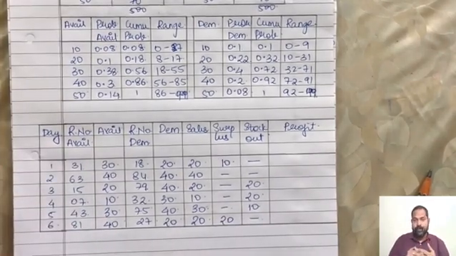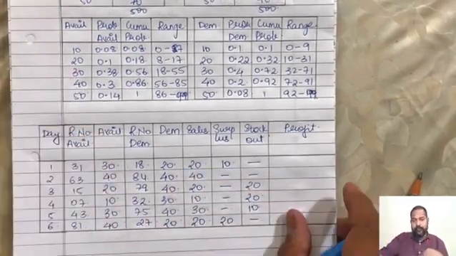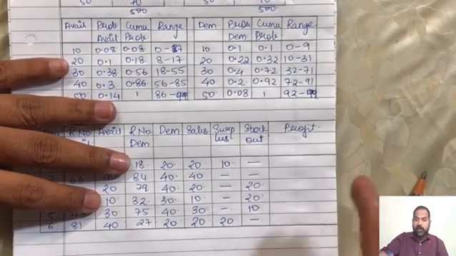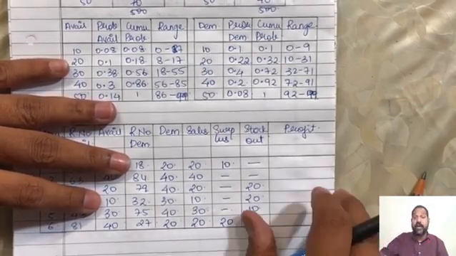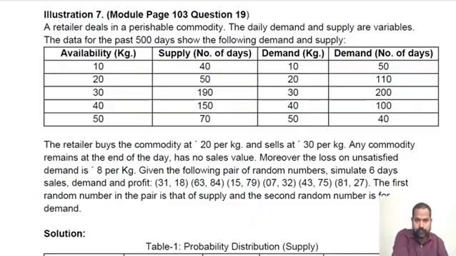Okay. Let's do the profit calculation. These 20 that I sold give me a profit of how much? I'm buying for 20 and selling for 30. Is that right? Isn't that what the question said? You are buying for 20 and selling for 30 and unsatisfied demand is 8 rupees, and if it is unsold or it is surplus, then it's a direct 20 rupee loss.